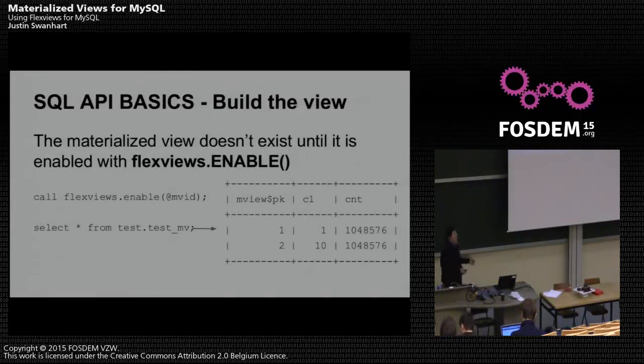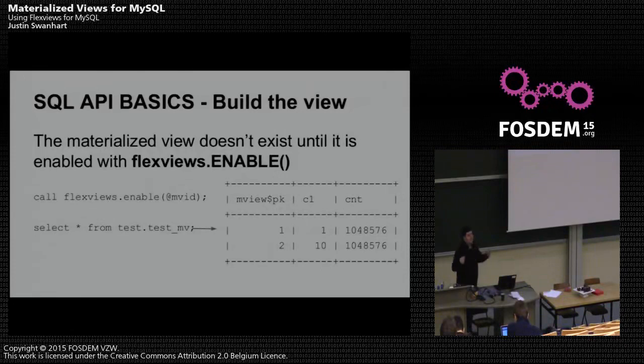We have everything we need now. We have a from clause, and we have a select clause. We don't need a where clause to build this particular view, so I'm just going to go ahead and enable it. So you call flexviews.enable with the MVID, and that will create the actual table that contains the data for the view. And here you can see we have 2 rows.